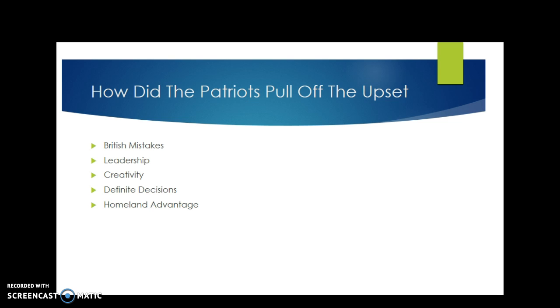We were creative and innovative, using new fighting techniques like guerrilla fighting, ambushes, taking advantage of high ground and knowing the territory. We made a definite decision for independence, and we let nothing stop us, and we used the homeland advantage to help us pull off the victory.